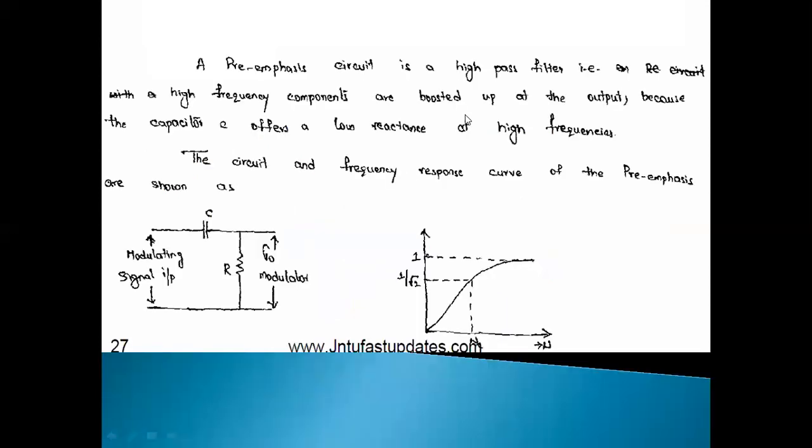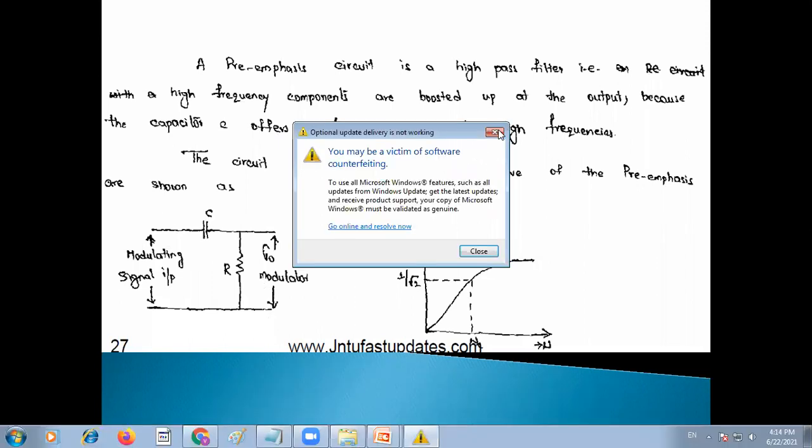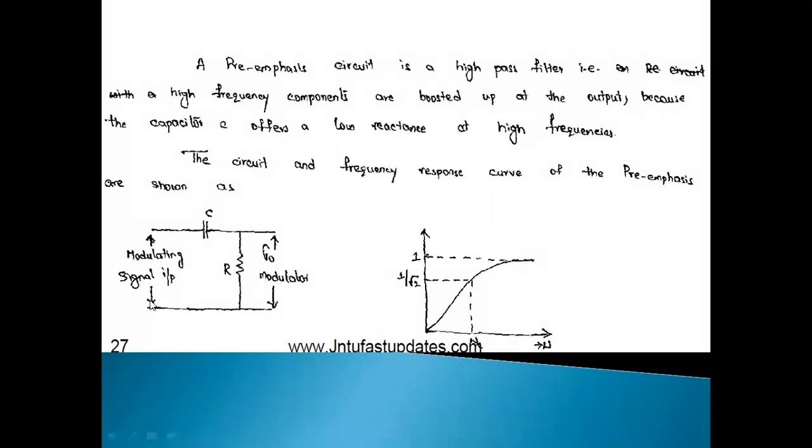So what does pre-emphasis do? A pre-emphasis circuit is a high pass filter. That is an RC circuit, a capacitor and resistor, constructed as a high pass filter. The circuit and frequency response curves of the pre-emphasis network are like this. The modulated signal, the message signal, is given here.